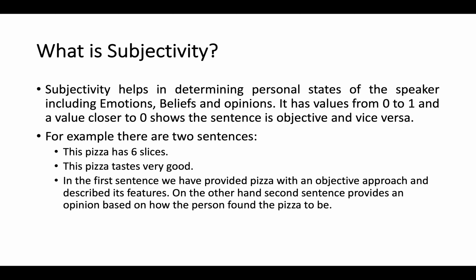For example, we have two sentences here. The first sentence is: this pizza has 6 slices. The second sentence is: this pizza tastes very good. In the first sentence, we describe the pizza with an objective approach and describe its features. On the other hand, the second sentence provides an opinion based on how people found the pizza to be.